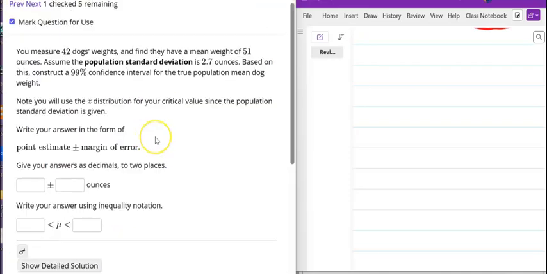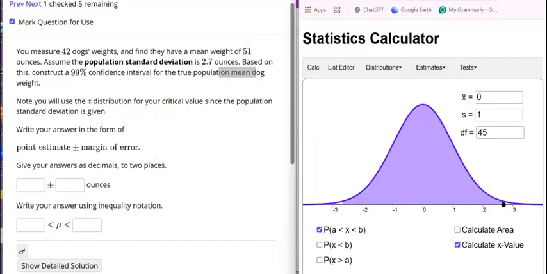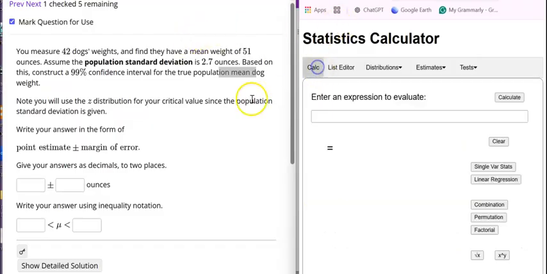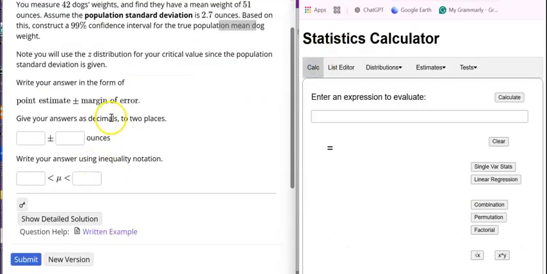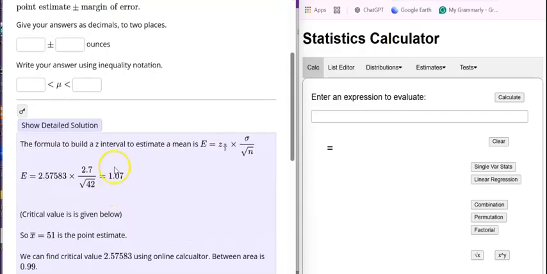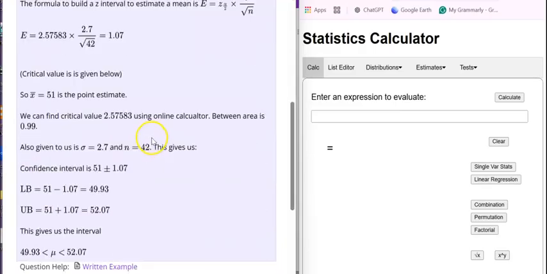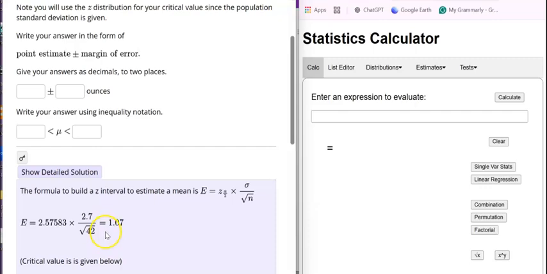So in this question, you've got to find the confidence interval for the population mean. There are two ways to do it. One way is using a calculator, which is an online statistics calculator. Another way is using the formula step by step. And if you see the detailed solution, you will find how it is done step by step.